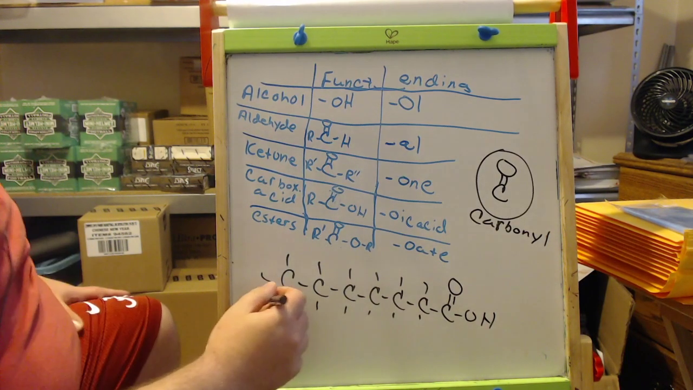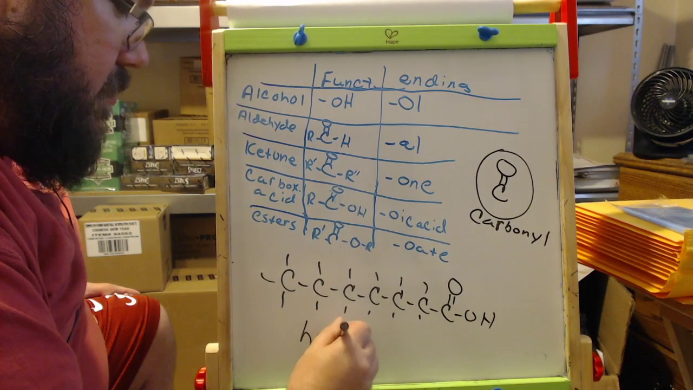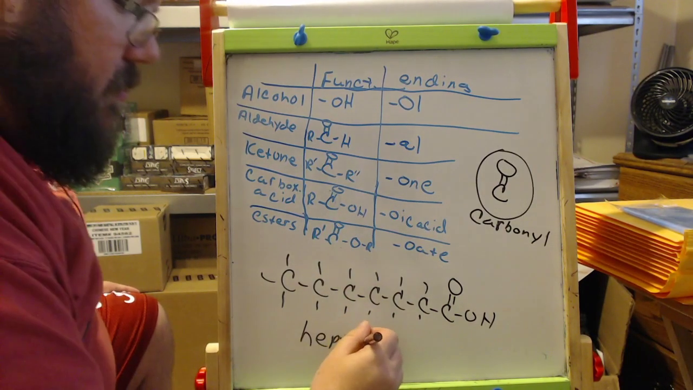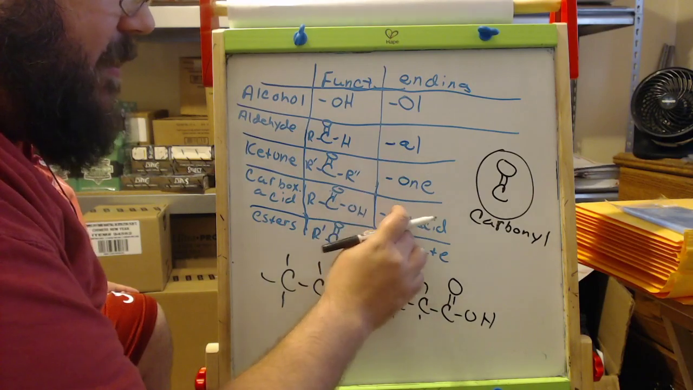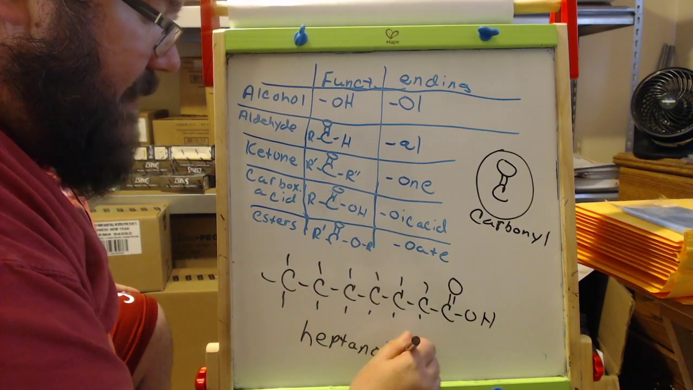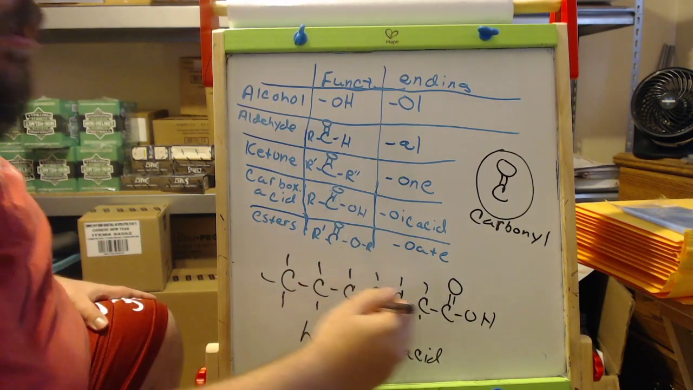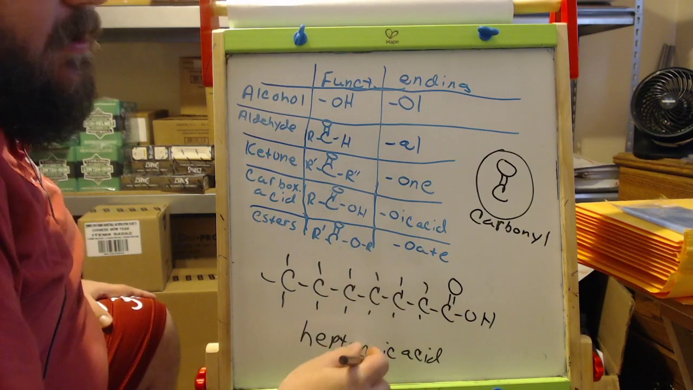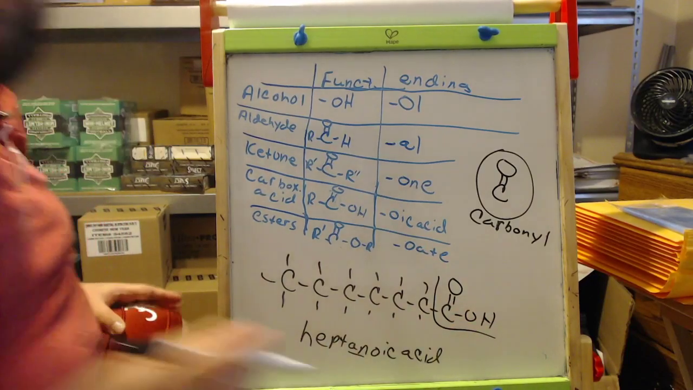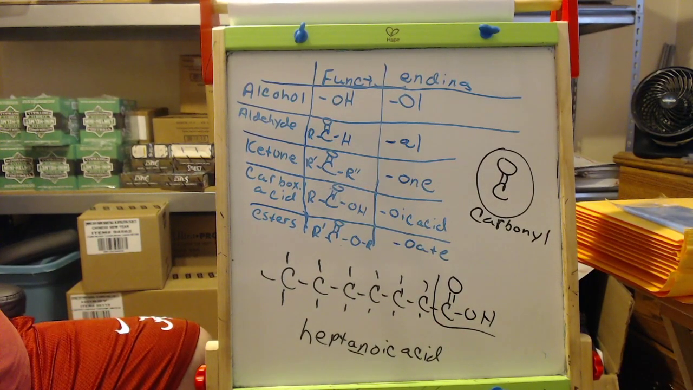Again, we count up how many carbons. We have 7. It's hept. They're all singly bonded, so hepta. Now we add our ending, oic acid. Heptanoic acid. 7 carbons, hept, all singly bonded. The A is there for pronunciation. Oic acid, because here's my acid functional group.